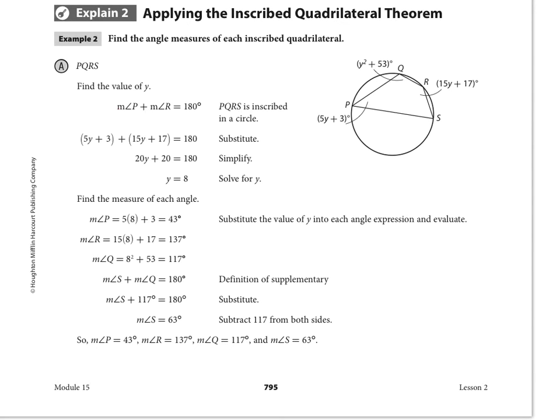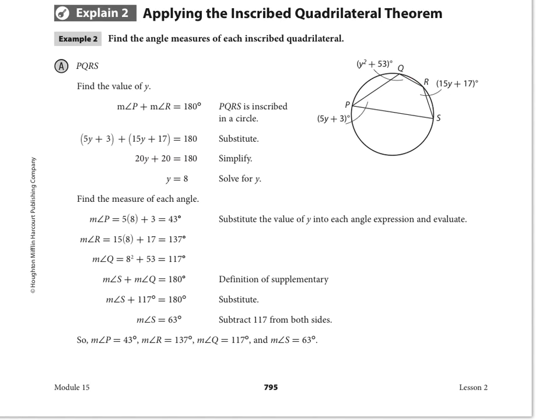So for part A, we're going to find the value of y, and we're going to start by putting together some opposite angles. You can see that P and R are opposite angles, and we know they're supposed to add up to 180. So we're going to take what P is equal to, 5y plus 3, and what R is equal to, 15y plus 17, and we're going to do some algebra. We get 20y plus 20 equals 180. Subtracting 20, we would have 20y equals 60, and then solving for y, we get y equals 8.